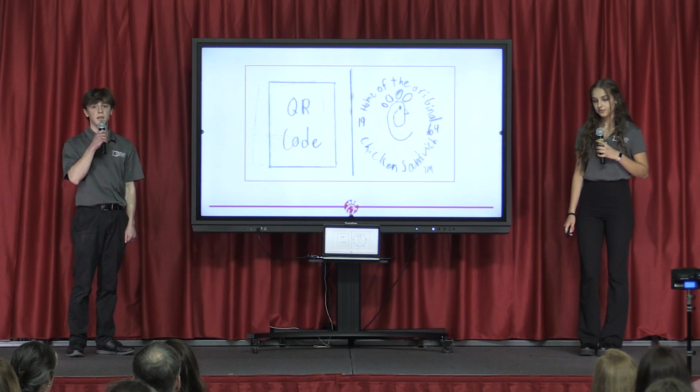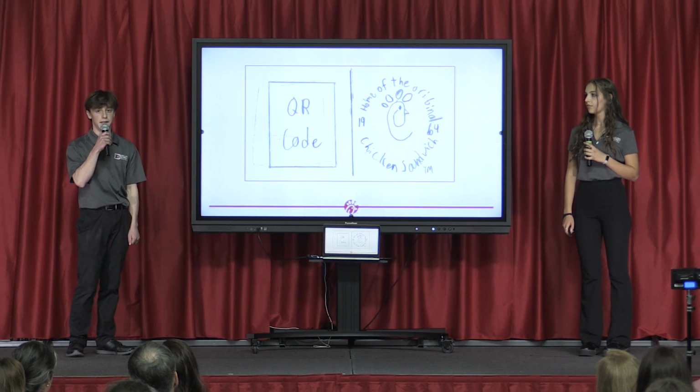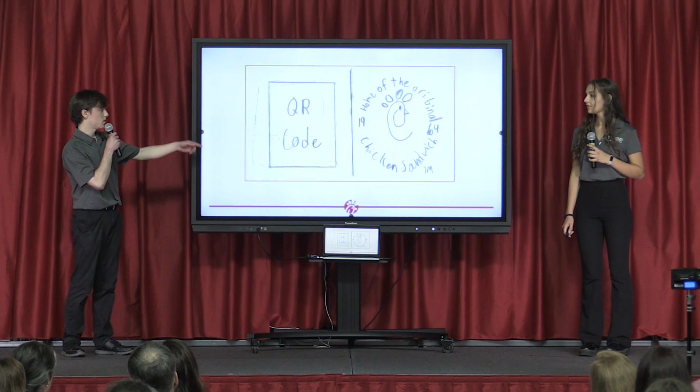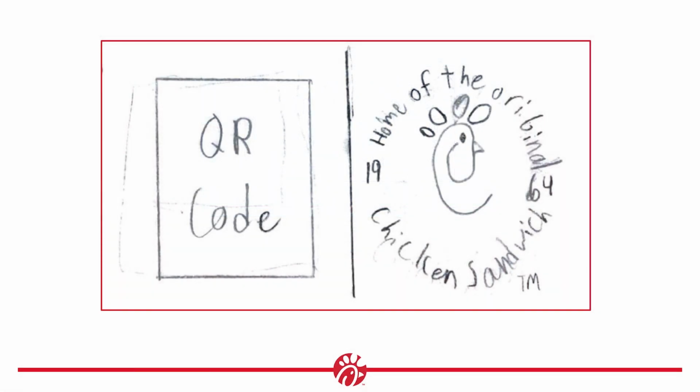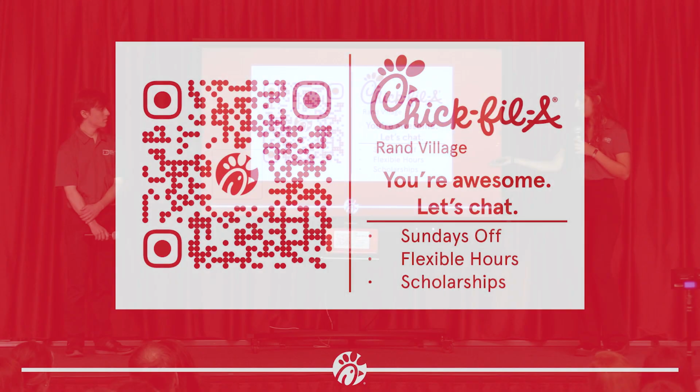For Connor's design, he referenced many previous Chick-fil-A recruitment cards when coming up with ideas. One of his ideas was this, with a QR code on the left and a circle logo on the right. Connor decided to change his logo from a circular Chick-fil-A logo to a Chick-fil-A Rand Village logo, which you can see here. He also included various reasons to join the Chick-fil-A team.